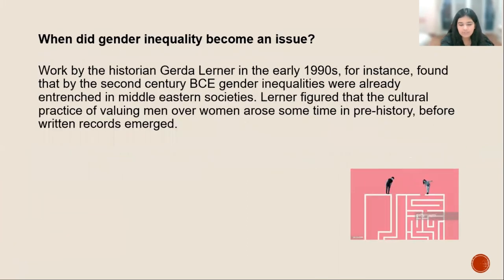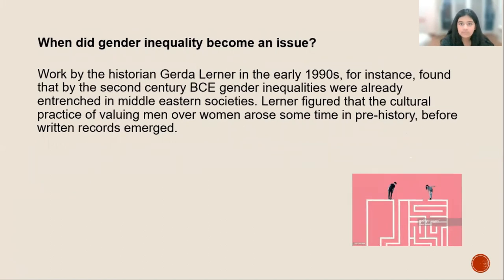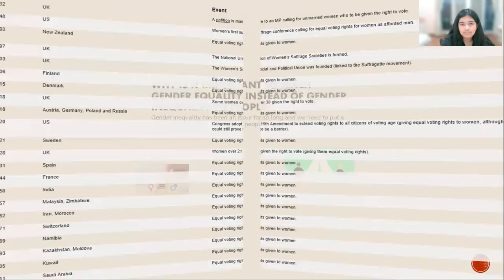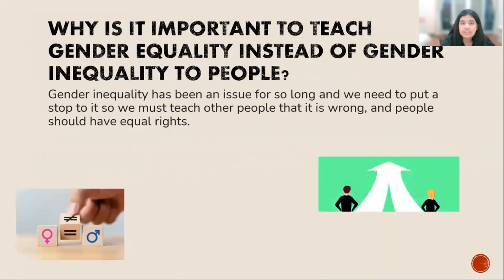Gender inequality became an issue in the early 1990s. Here's a timetable of the events of gender inequality from 1932 to 2011. Why is it important to teach gender equality instead of gender inequality to people? Gender inequality has been an issue for so long and we need to put a stop to it. So we must teach other people that it is wrong and people should have equal rights.